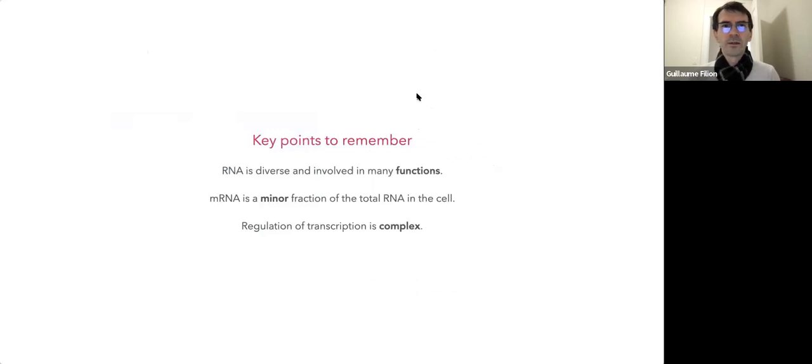That's it. That's all I wanted to share with you today. So the key points to remember are that RNA is a diverse molecule and it's involved in many functions. mRNA, messenger RNAs, are a minor fraction of the total RNA in the cell. It's almost nothing, like 5%. And regulation of transcription is a complex process. We've got these beautiful technologies to study it, but it still remains a horribly complex process that is mostly not understood yet.